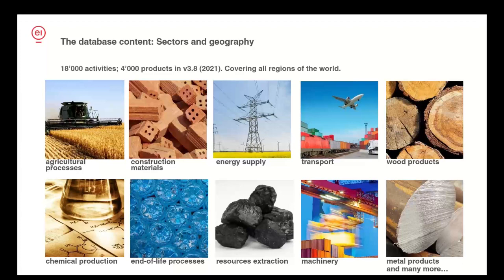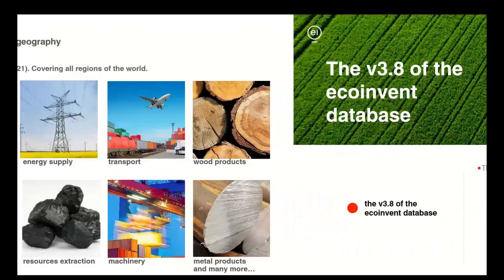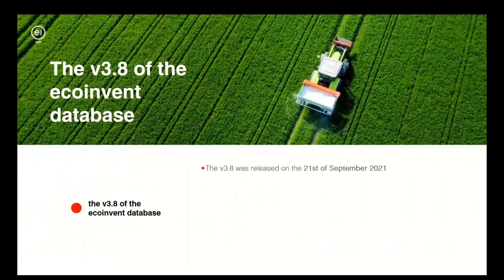I will talk today about the latest version of the database, as you can see also in the top section of the slide. That was released in 2021. It's version 3.8. It contains around 18,000 activities and around 4,000 products, and it covers all regions in the world. So let's have a general picture of version 3.8 before diving into the details.